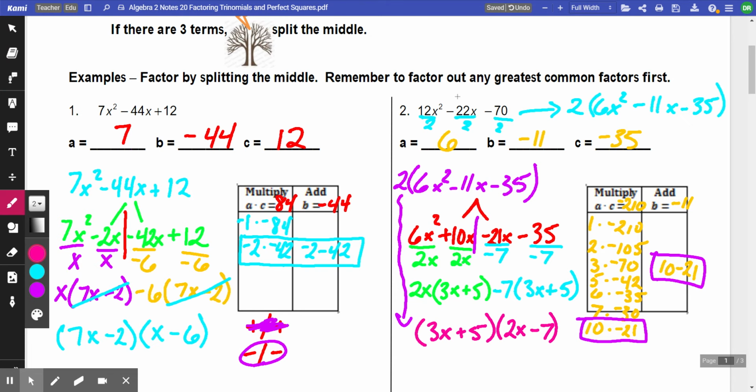But our original polynomial had coefficients of 12, negative 22, and negative 70. And that's because we brought out a 2 very early on. And so we still need this 2 in order to get all the way back to the original polynomial. Okay, and that one is completely factored.